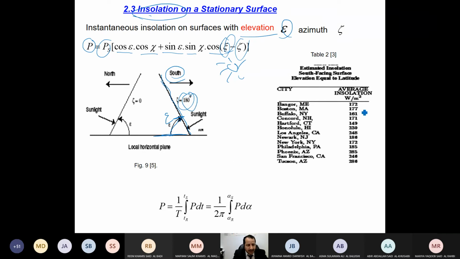Now, here I gave you some values just to give you an idea about average daily solar insolation, in watt per square meter. Here are different cities from the US, Los Angeles, California, and so on. You see the values are in this range: 170, 140, 180, maximum 180. These are their values. So we don't expect high values out of the 1000.